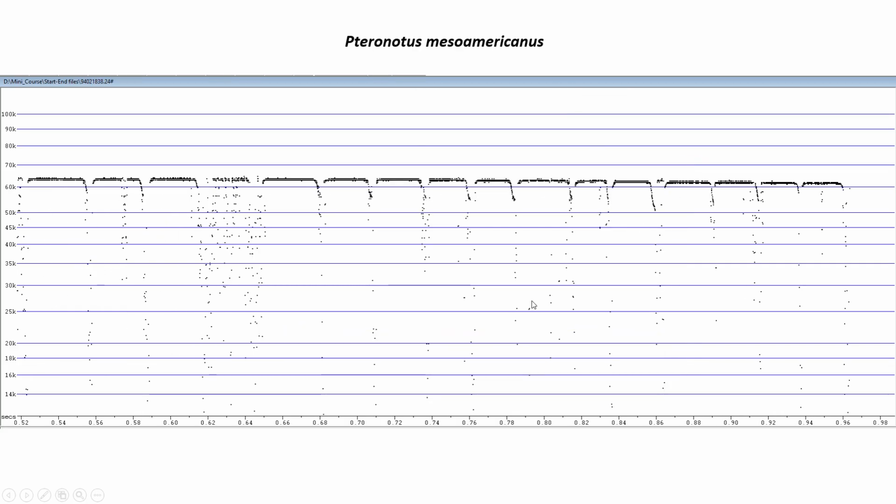And this is a species, another mormoopid, that everybody recognizes. Pteronotus mesoamericanus was widely known as parnellii way back when, but that's now also in the group Phyllodia and probably represents five or six species. Constant frequency bat, almost all of the call is at the same frequency.